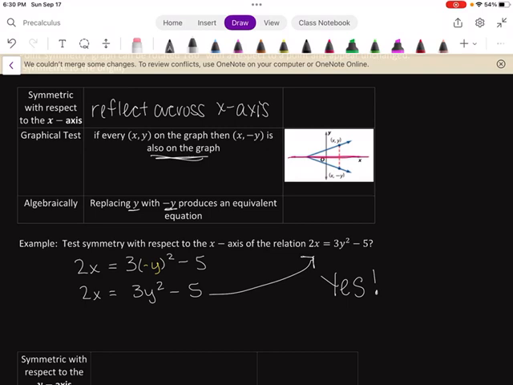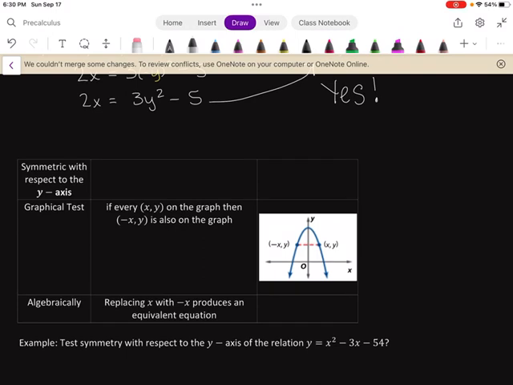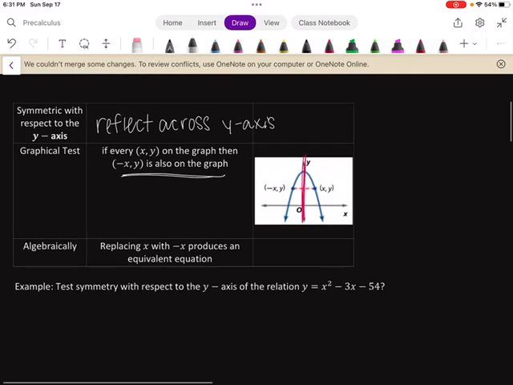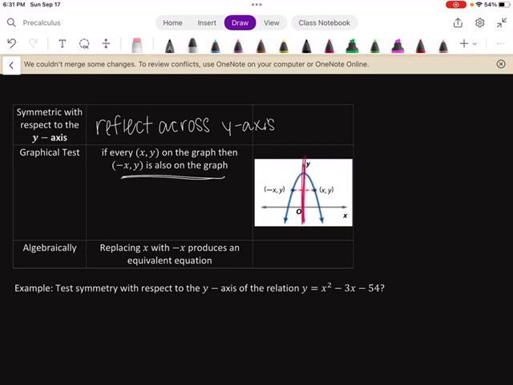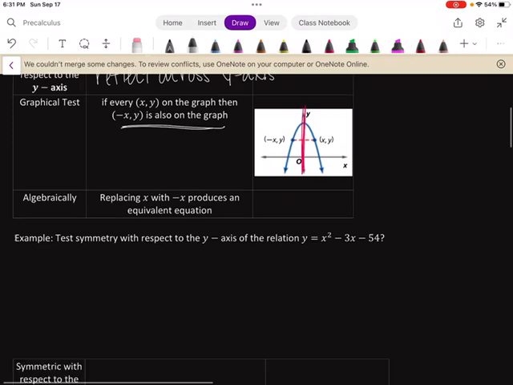Next symmetry we're going to talk about is to the y-axis. So again, this is going to reflect across the y-axis. Again, in this picture, if we see across the y-axis, those are two identical halves, right? There's a mirror image. Again, there's this little graphical way of looking at it through those ordered pairs. And then algebraically, we're going to replace x with negative x. And again, if it produces the same equivalent equation or relation from the very beginning that is given, then it is symmetric.